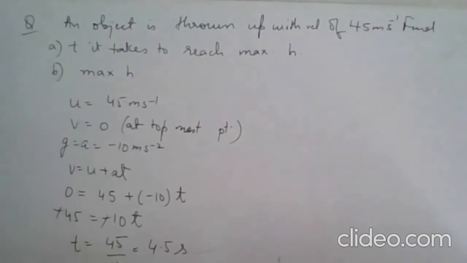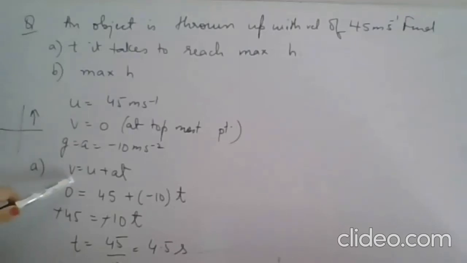So हमारे साइन कन्वेंशन के हिसाब से कार्टेशियन कोऑर्डिनेट में it is going towards the positive y. Okay, final velocity at the topmost point is 0. Okay, acceleration due to gravity we are here taking as negative 10, because g is always negative as per our sign conventions. So first point is asking you to calculate the time it takes to reach the maximum height.